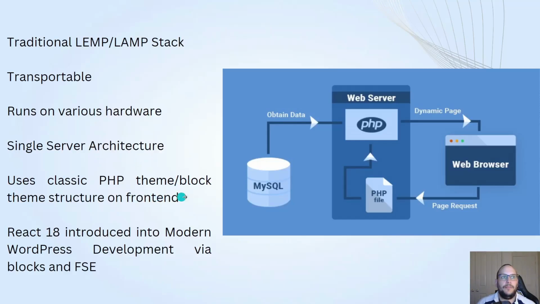PHP, again, is the classic block theme sort of structure. So in current modern development parlance, you're looking at block themes, which are arguably React and PHP based with plugins and the like. And you can look at some previous videos on the channel for more information on that. But it is based around building themes and using PHP-based WordPress themes to be able to render your content and create your content. And lastly, a little footnote as well, like I said, React 18 has been introduced into modern WordPress development via the full site editor and certain block creation as well and plugins.